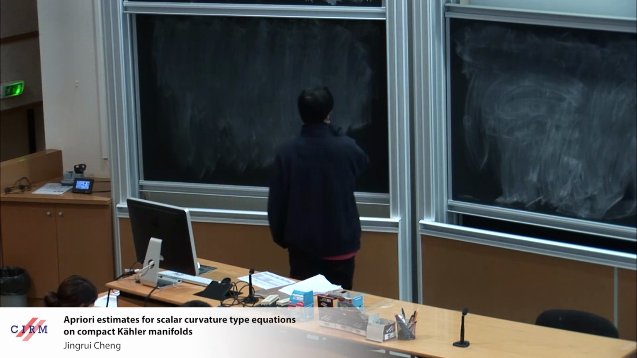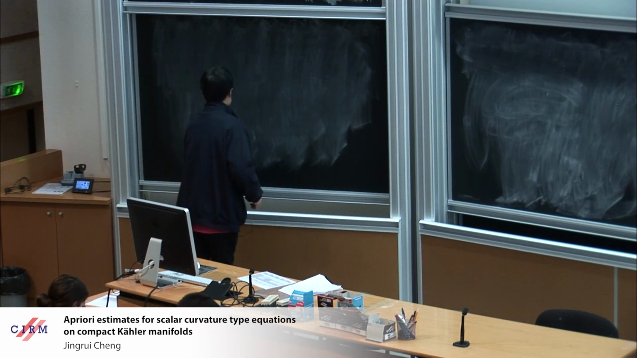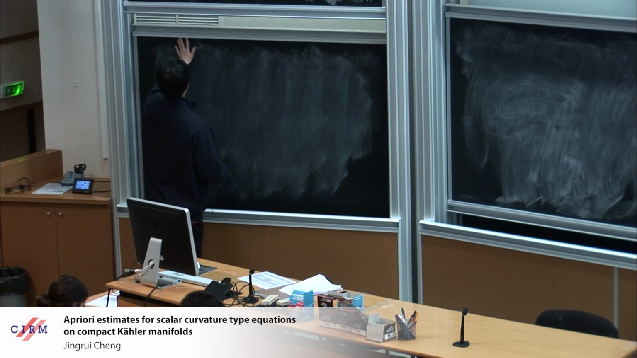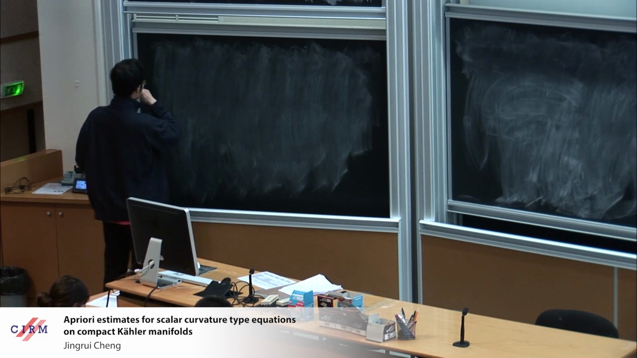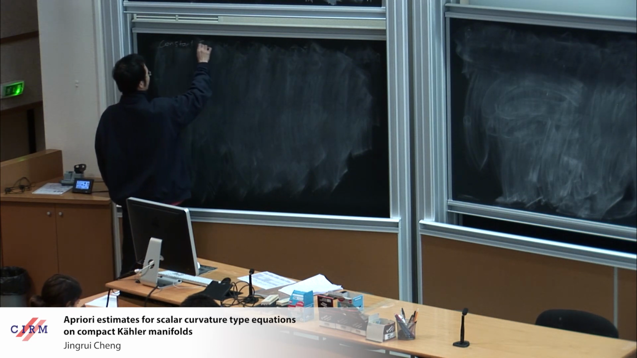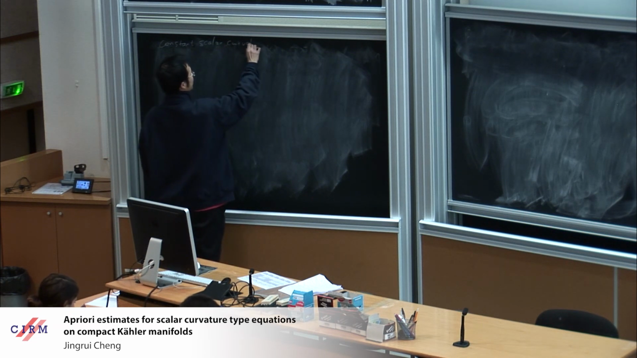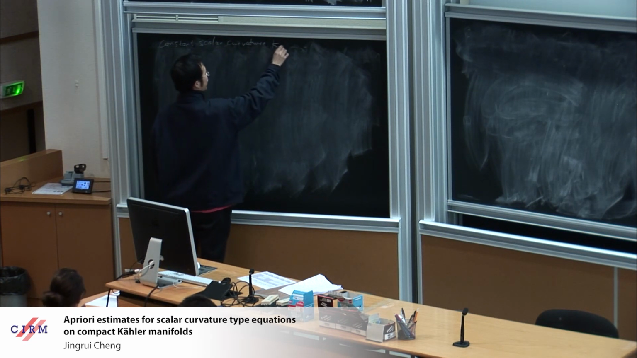So my talk is mostly on the existence question about constant scalar curvature Kähler metrics on compact Kähler manifolds.